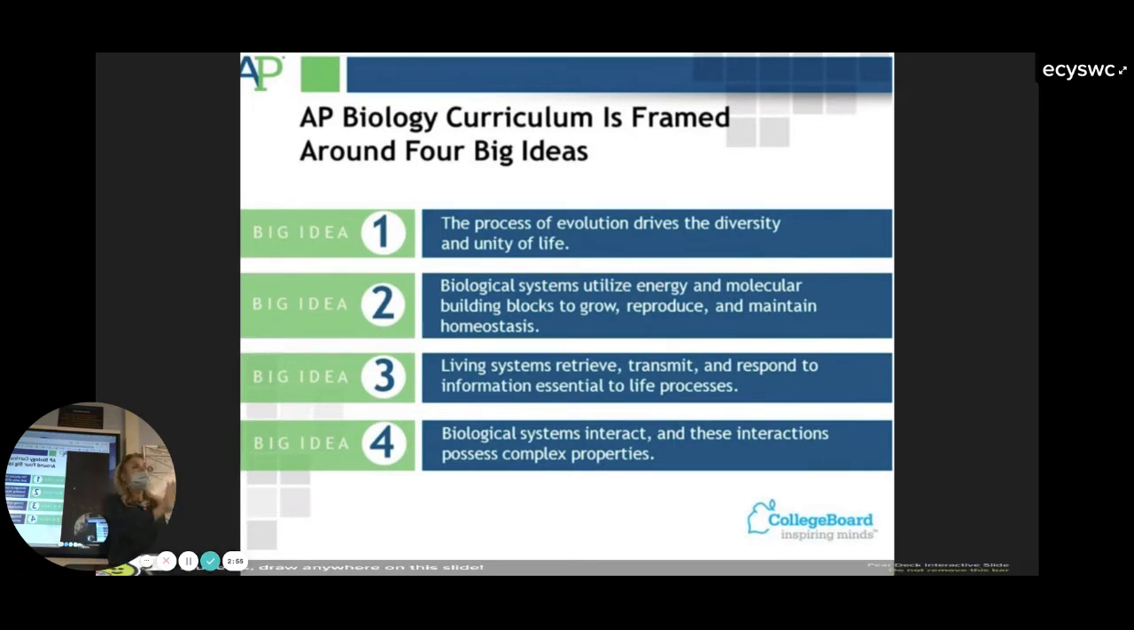Pause. That is life, and that is how life is organized. In AP Bio, these are your 4 big ideas. Look what number 1 is all about. What is number 1 about? Evolution, change over time, right? So that's a big theme.